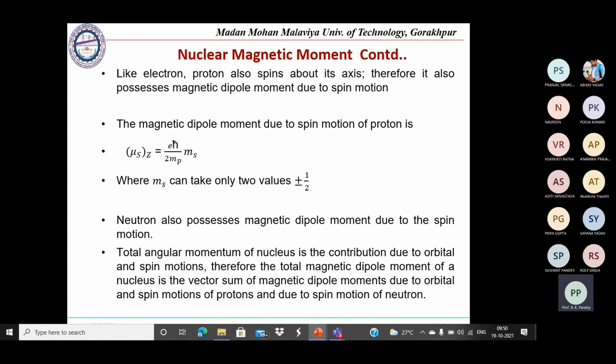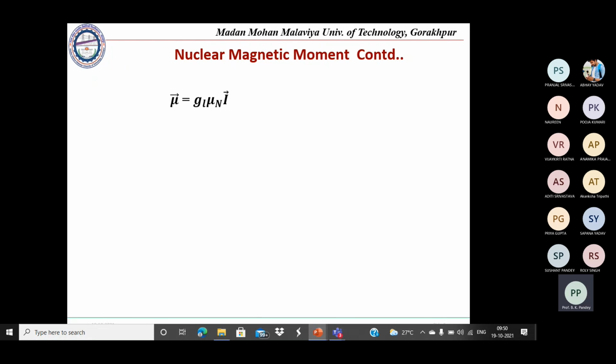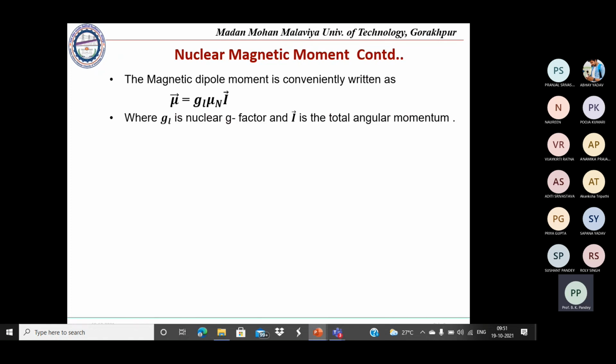That's why you can see here that the spin part of the proton as well as the neutron both has been taken into consideration. Obviously, when we write the total expression of mu, then this mu is equal to GL, at many times also written as GI, and mu N into I, where the different parameters have their significance. GI or GL, whatever you call it here, is the nuclear g factor, and I is the total angular momentum.